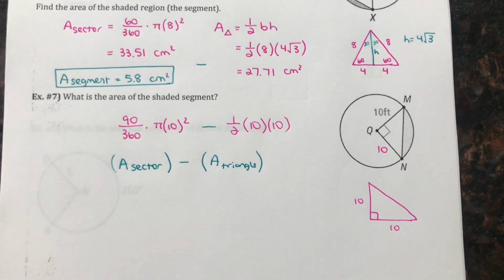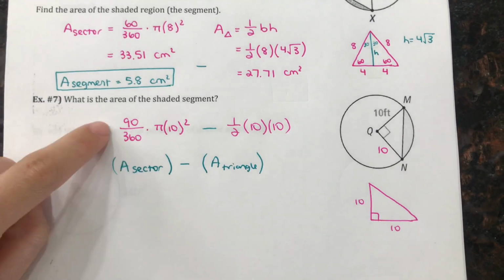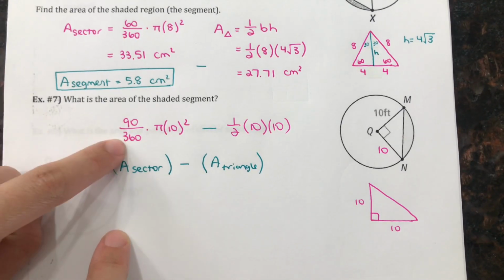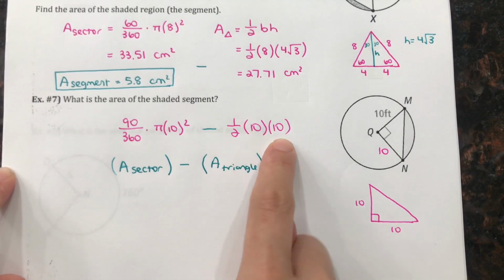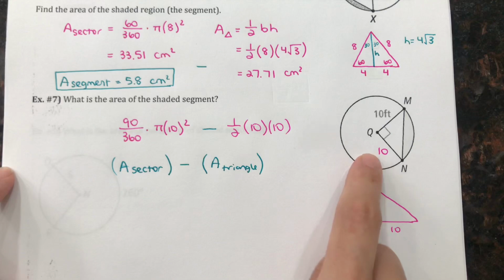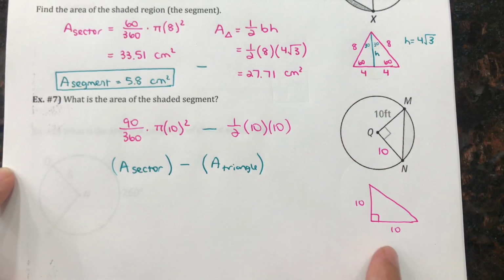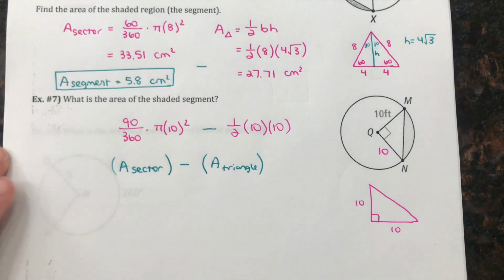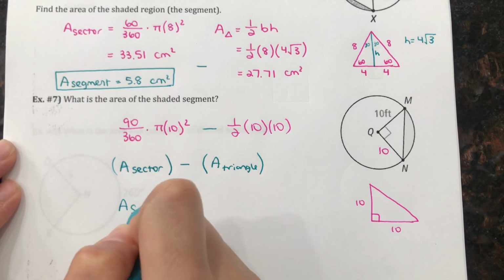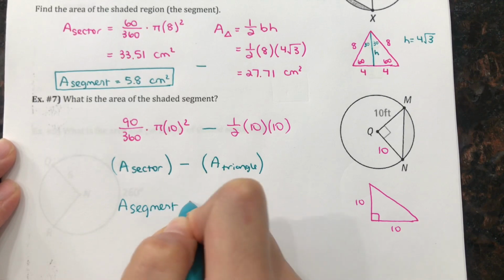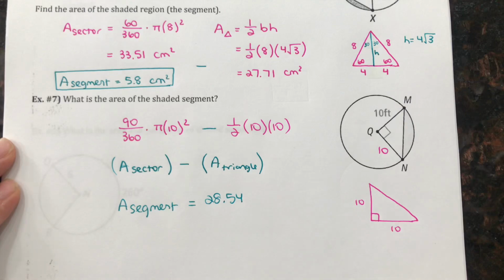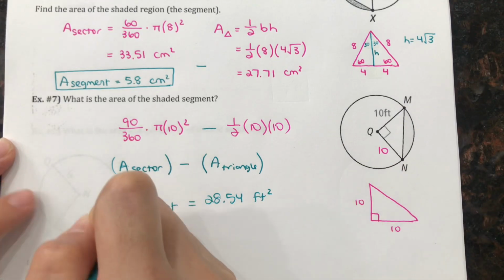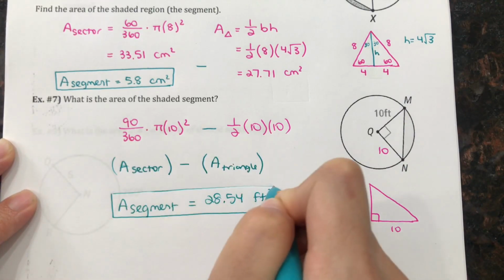Okay, so we just plugged our values in. The area of the sector, angle over 360 times pi r squared, minus 1/2 base times height. Lucky for this one, our base and our height are both 10 because they make a right angle, so not as much work to do here. And once I plug this into my calculator, the area of the segment is 28.54 feet squared. And we're good to go.